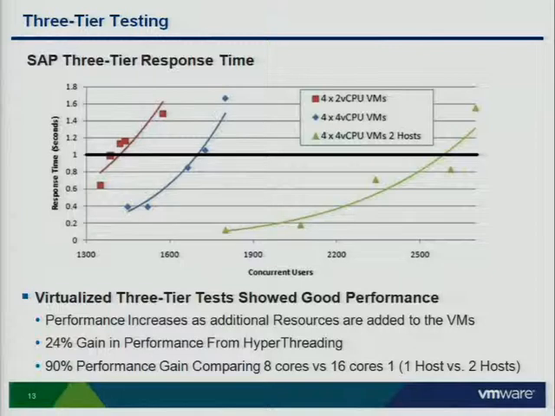So the first point here is that between the red and blue line, the only difference is that I go from using just the 8 physical cores to using all 16 logical threads on the box. So I'm basically using the hyperthreading capability of the box. And by doing that, I was able to get a 24% gain in performance. Okay? So hyperthreading gave me a 24% gain in performance.